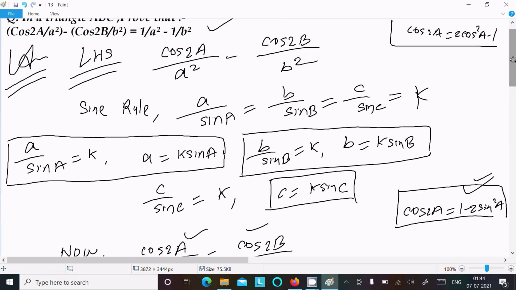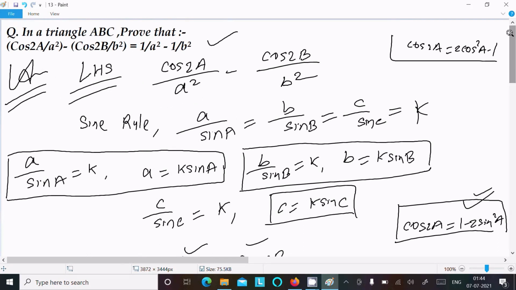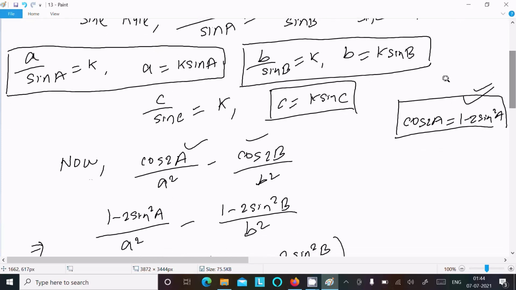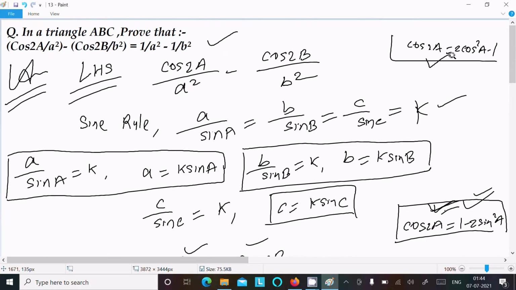One more time I am going to repeat. Take the LHS, use the sine rule: A by sine A equals K, A equals K sine A, B equals K sine B, C equals K sine C. If I use the cos2A formula with cos squared, it will be more complicated to solve.